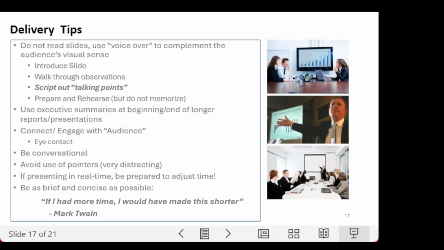Be as brief and concise as possible. Be respectful of people's time. Make sure you get the right people in the meeting, and you will do a good job.